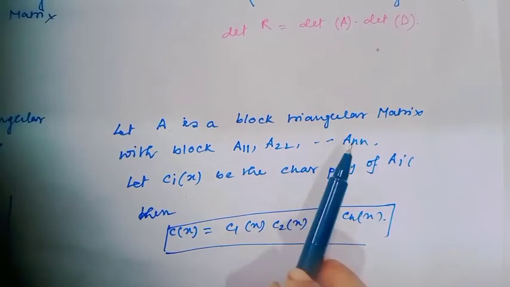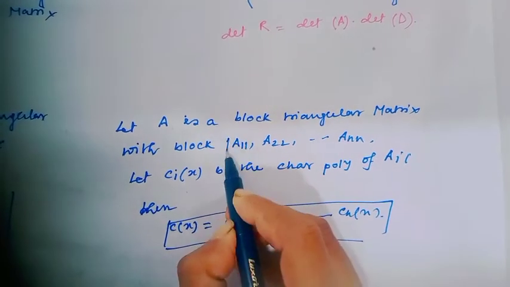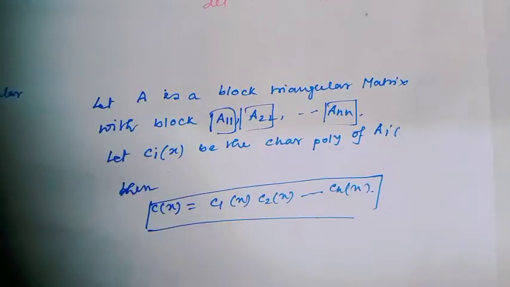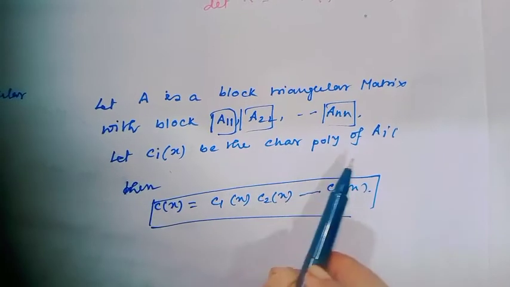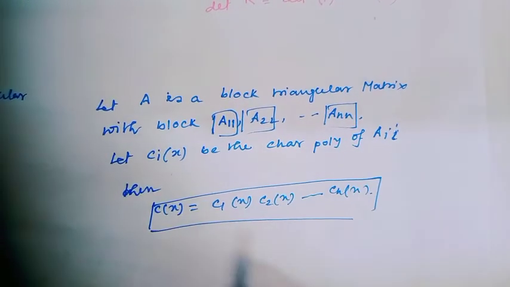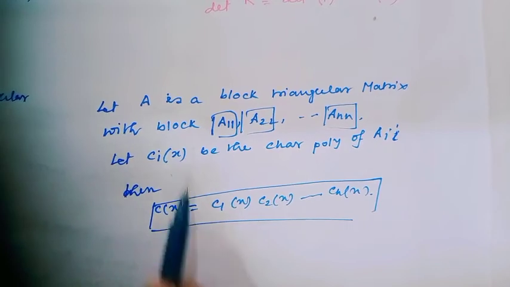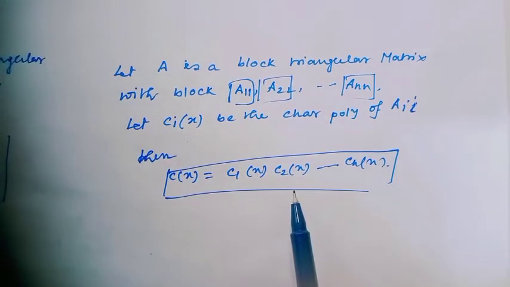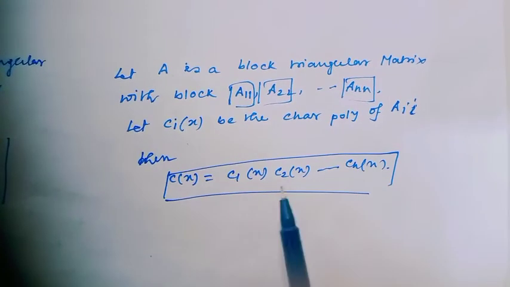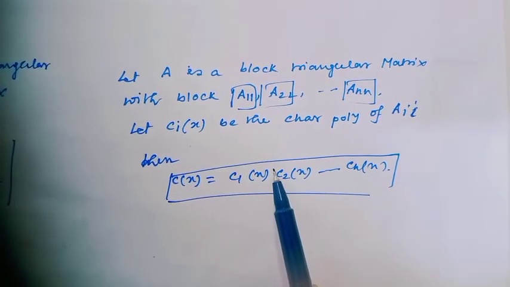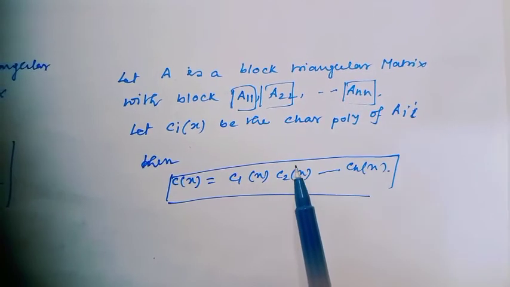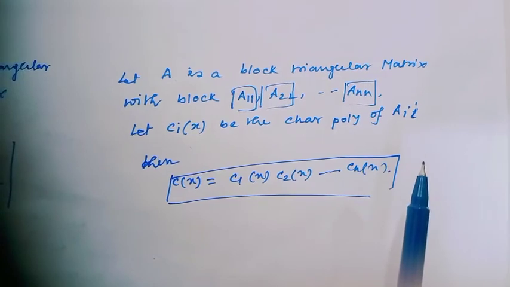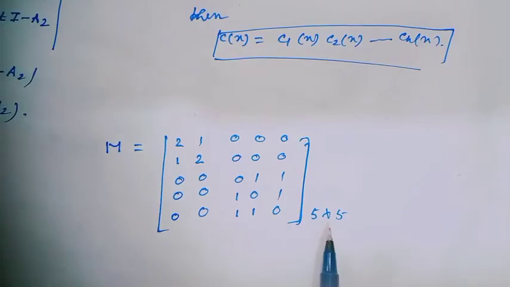Let A be a block triangular matrix with blocks A11, A22 up to Ann, and consider Ci(x) to be the characteristic polynomial of Aii. Then the characteristic polynomial of A is equal to C1(x) times C2(x) up to Cn(x). That means this is the characteristic polynomial of A11, the characteristic polynomial of A22 up to the characteristic polynomial of Ann. Have you understood?